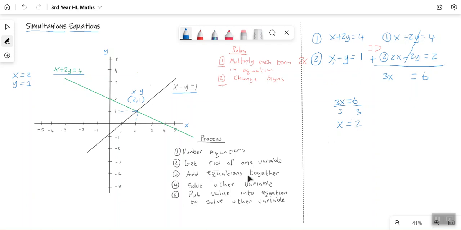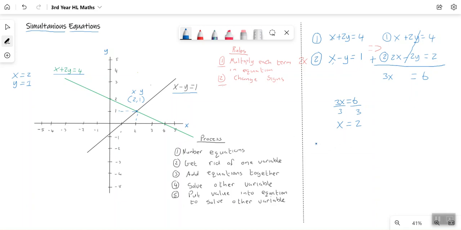So that's what we've done here. We've added the equations together. We've solved for one of the variables, which is the x variable. And now what we want to do is we want to take this x value and put it into one of the equations that we started off with so that we can work out the y value.